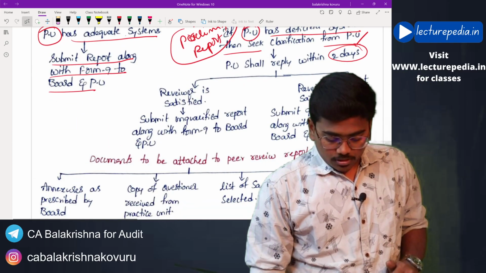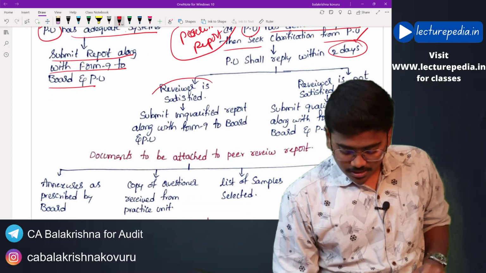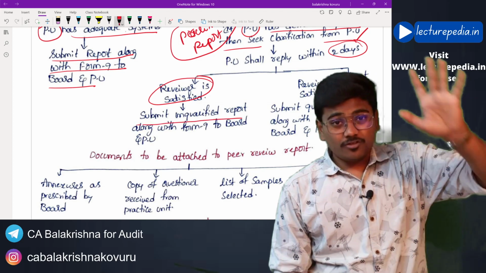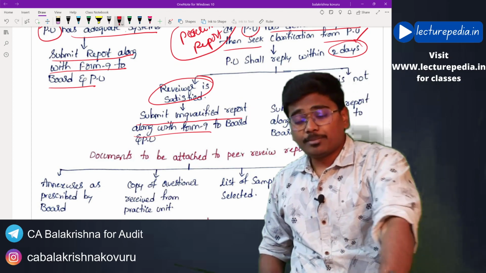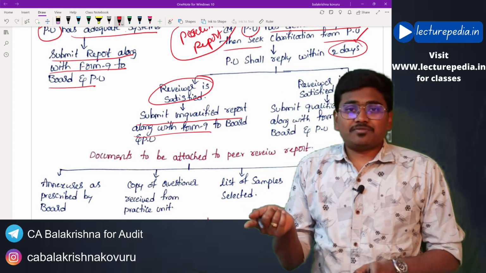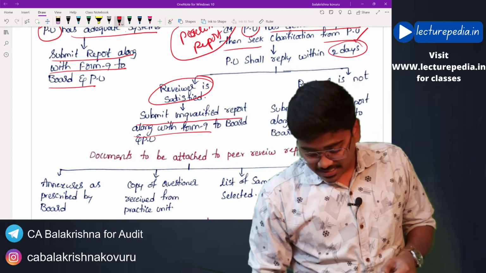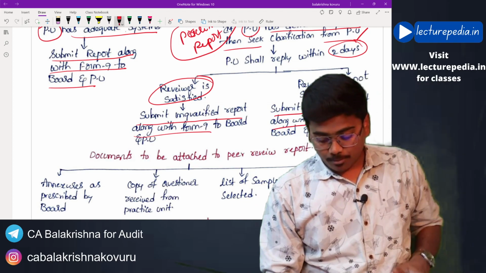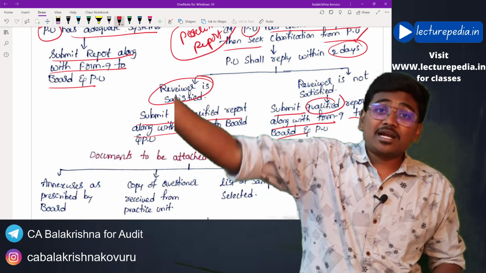Now, if the peer reviewer is satisfied with the replies that have been given by the practicing unit, in that case he will submit an unqualified report along with Form 9 to the board, and a copy will also be forwarded to the practicing unit. If the peer reviewer is not satisfied with the reply that has been given by the practicing unit, in that case he will submit a qualified report along with Form 9 to the board, and also he will forward a copy of the same to the practicing unit.